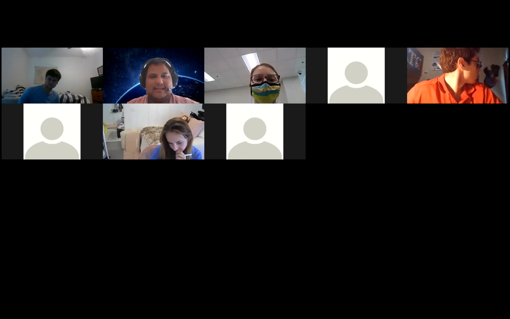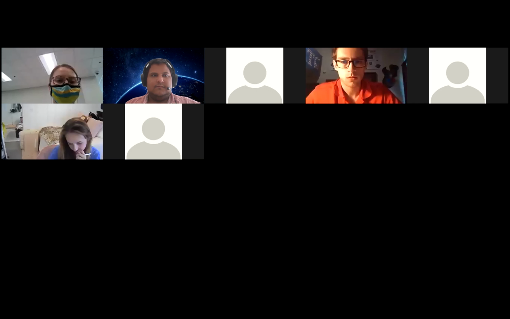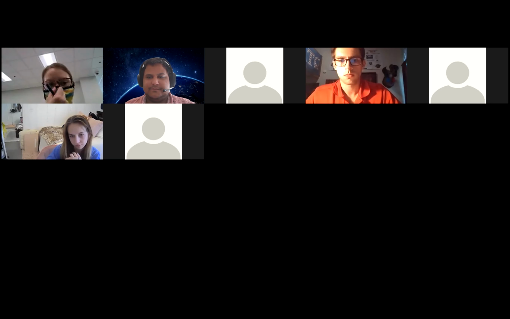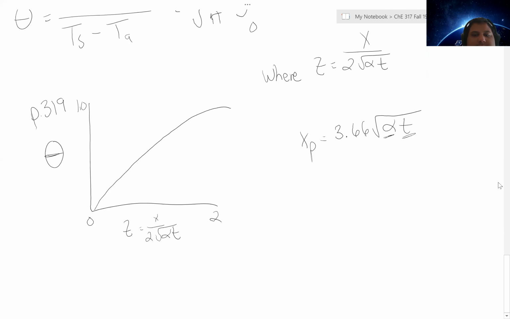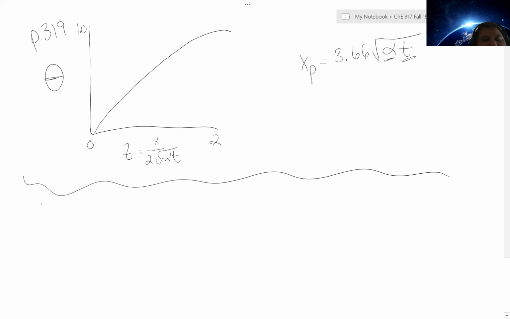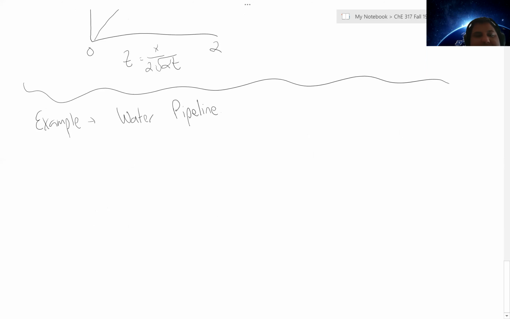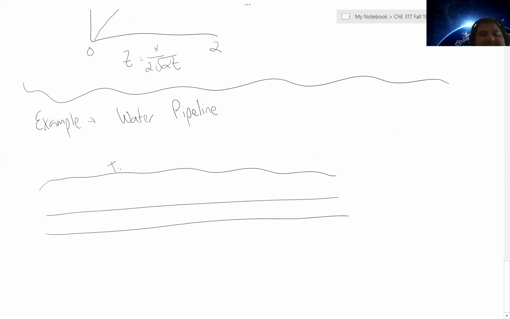All right, let's all look at this together. Switch pens. So for this example, we're looking at a water pipeline. In this instance, we have essentially the ground and a pipeline that's got water in it. Initially, it's at 5 degrees Celsius. But then a cold snap happens that makes the temperature negative 20 degrees for 48 hours.